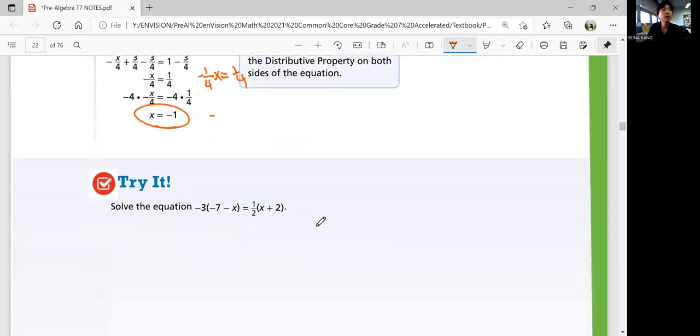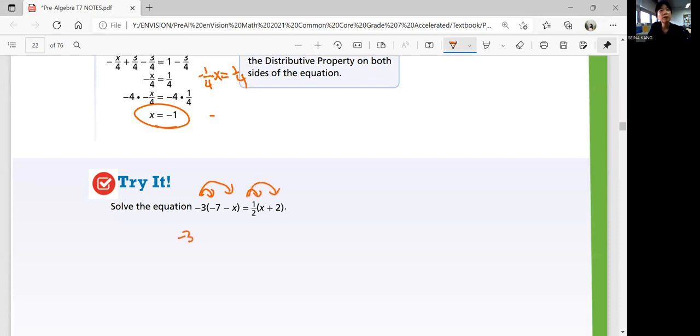So let's try it over here and see if you can do it by yourself. And come back when you're ready for answers. Okay, so you're going to use the distributive property on both sides. Be careful with the negative coefficient.